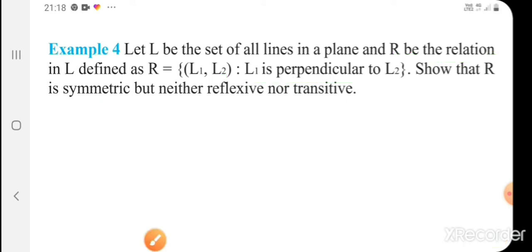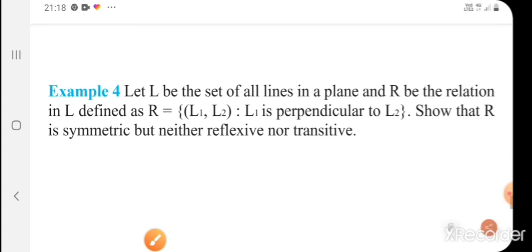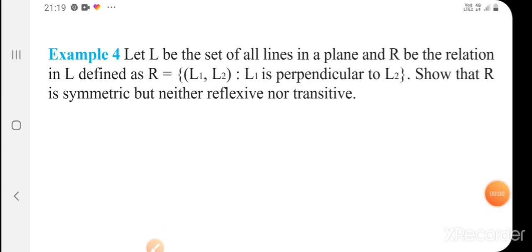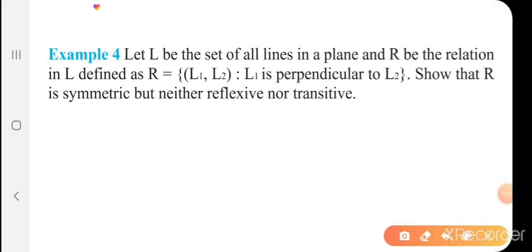Take the line L1. The line L1 is never perpendicular to itself. So L1 is not related with L1, so it is not reflexive.